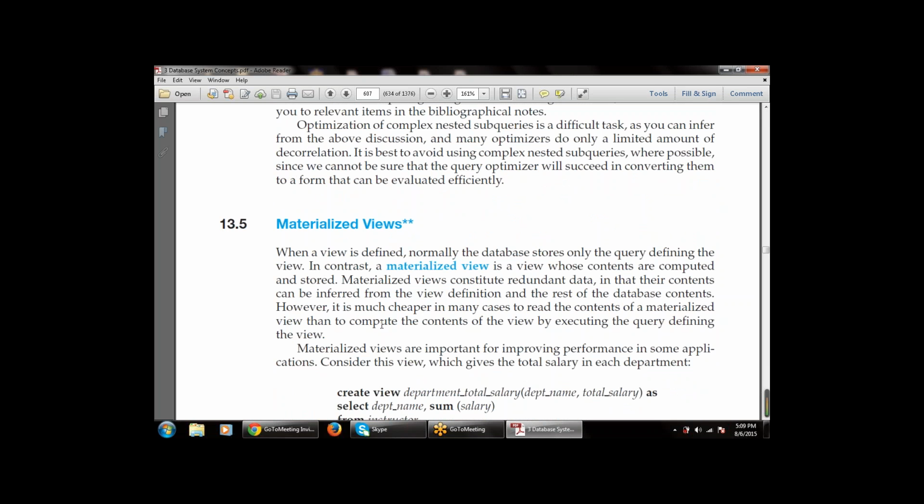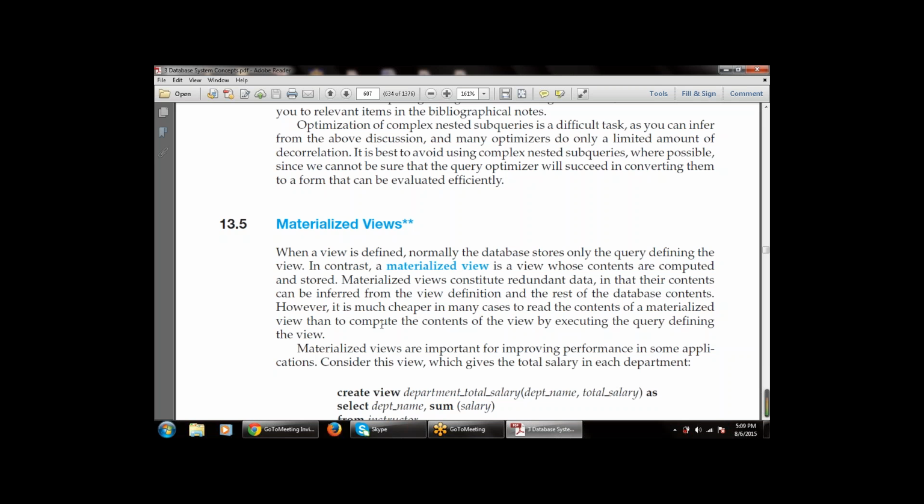In contrast, a materialized view is a view whose contents are computed and stored. Materialized views contain redundant data in that their contents can be inferred from the view definition and the rest of the database content.